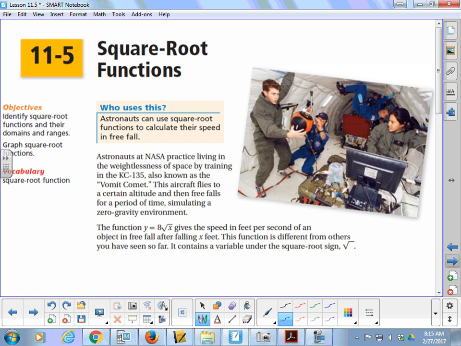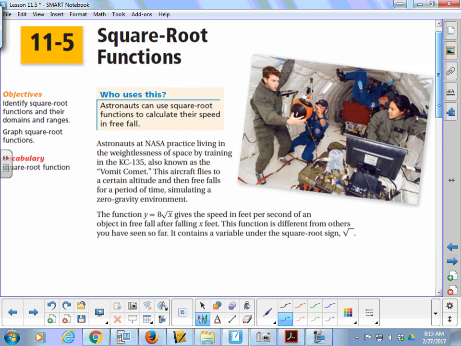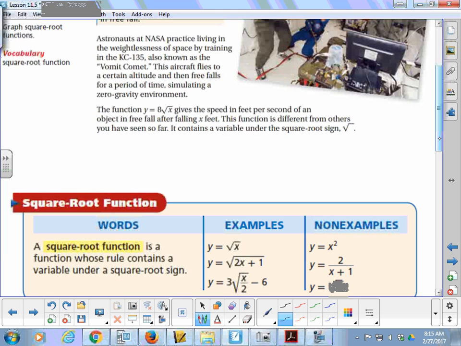Astronauts at NASA practice living in the weightlessness of space by training in a KC-135, known as the vomit comet. Who doesn't? That's like fun. This aircraft flies to a certain altitude, then free falls for a period of time, simulating zero gravity. The function y equals 8 square root of x gives the speed in feet per second of an object in free fall after falling x feet. This function is different from others you've seen so far. It contains a variable under the square root sign.